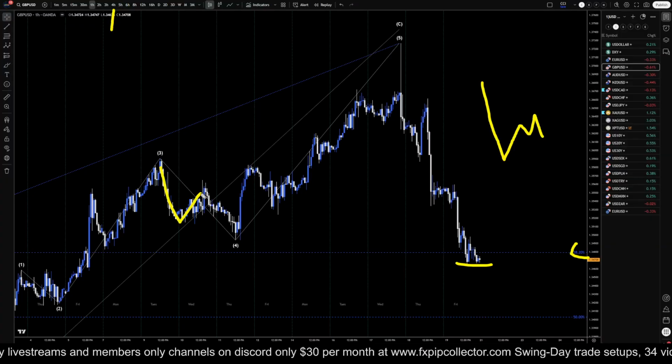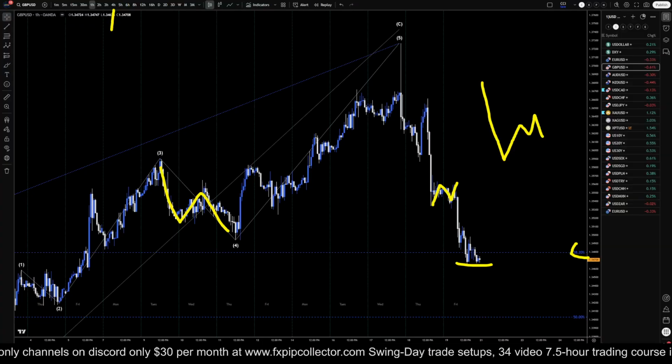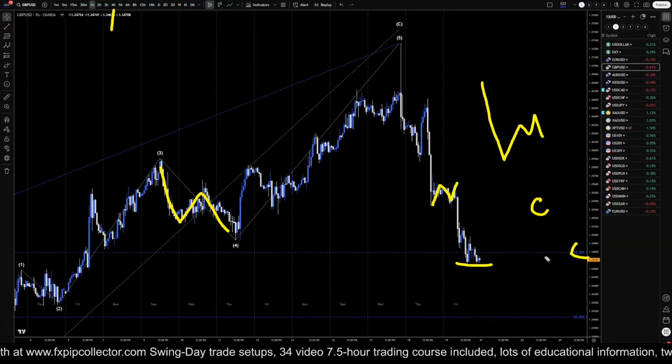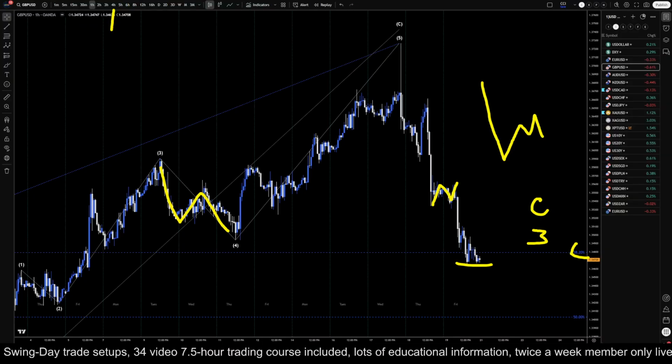We'll have some bigger ABC corrections like this. We'll probably have some smaller ABC corrections like this. Either way, we should definitely be looking for pullback entries to go short for potentially the continuation of a wave C, most likely, or perhaps maybe a wave three.